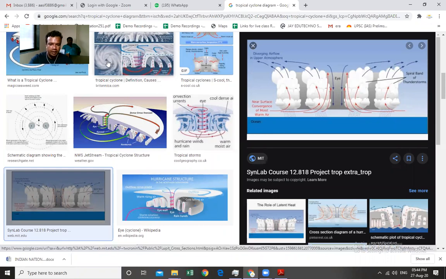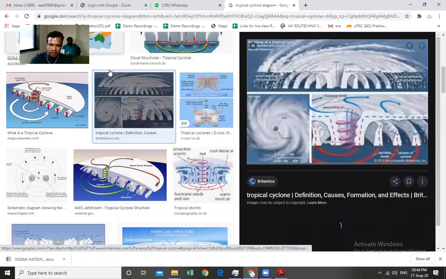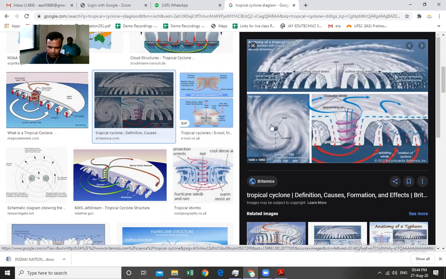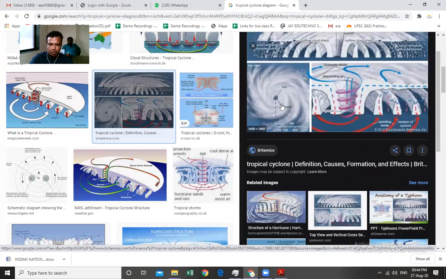For example, this is actually the image of the tropical cyclone. So in a tropical cyclone, what is happening? You can see here a high pressure is created at the surrounding region and a low pressure is created at the center. The center of the tropical cyclone is called the eye. Here the wind is moving from the surrounding region, converging here, and upon convergence it moves upwards. This is a diagram of the tropical cyclone.